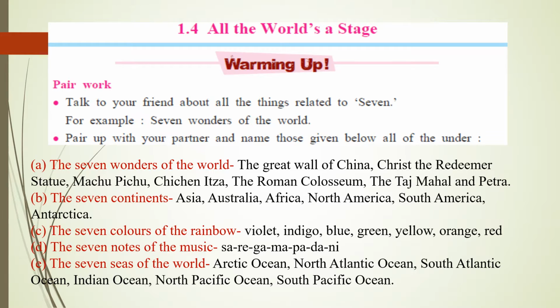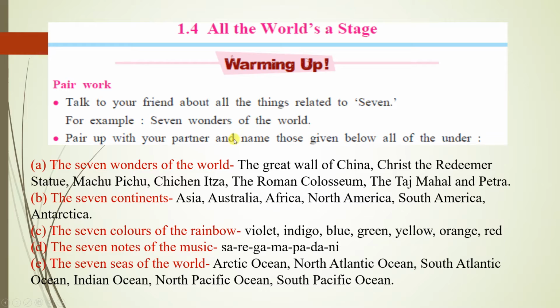So before we start the poem, let us start with warming up. All the world's a stage. Talk to your friends about all the things related to seven, for example, seven wonders of the world, seven continents, seven colors of the rainbow, seven notes of music, seven seas of the world. This warming up activity is to increase your general knowledge. Okay, and with this you will understand that this is a set of things which are related with each other and which come under one group.